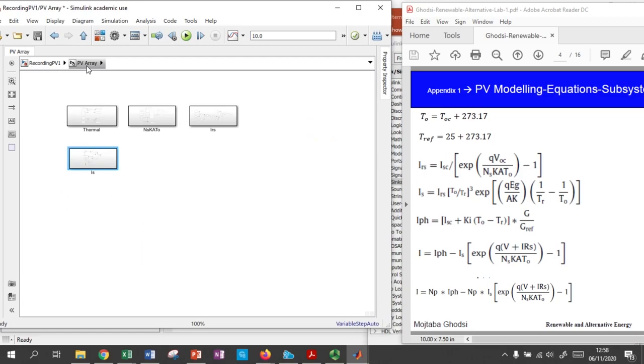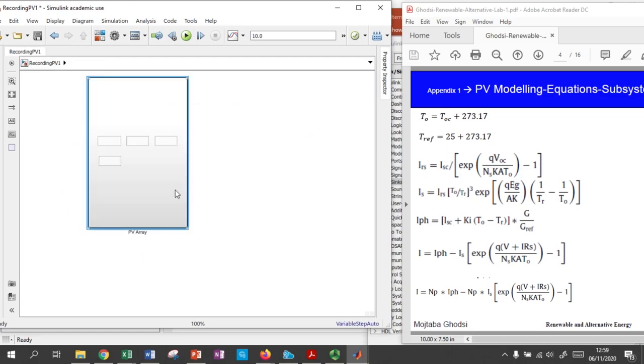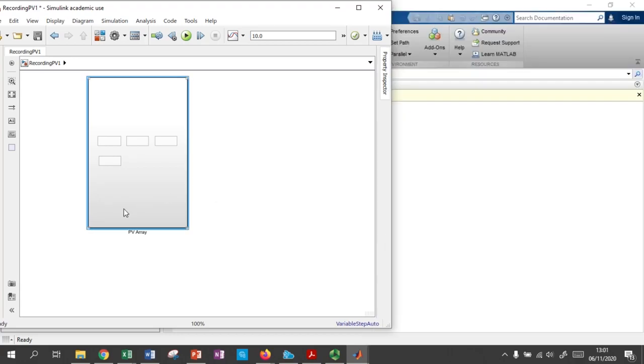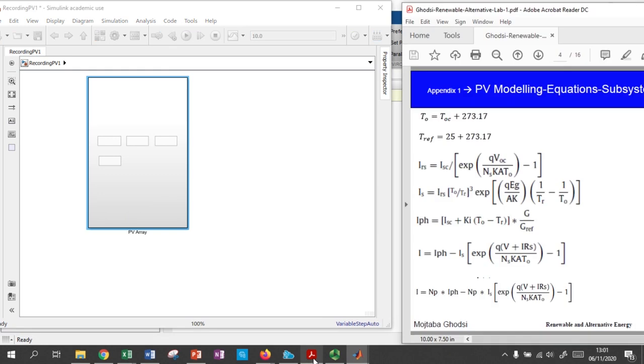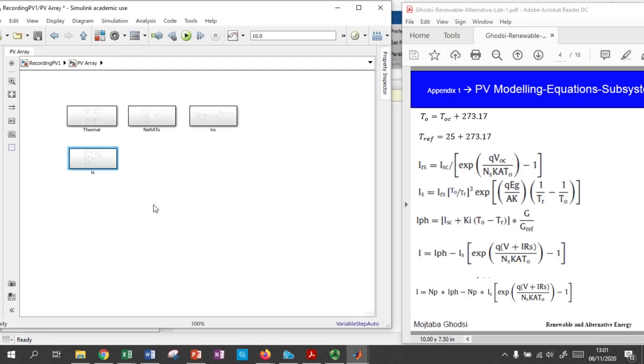Then we will go back to the PV array. In the PV array itself, we have made till now the thermal part and SKATO, IRS and IS. They have already been made. In the next part, we need to make IPH. Now we are ready to make the next expression. The next expression is IPH. IPH is inside of the PV array, one of the photocurrent elements of the photocell. Then we will go through this one.